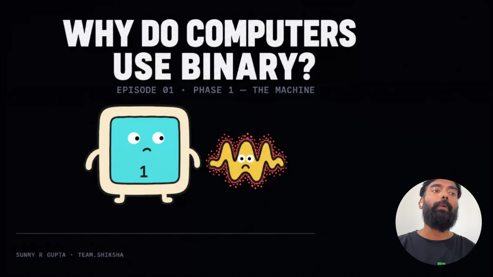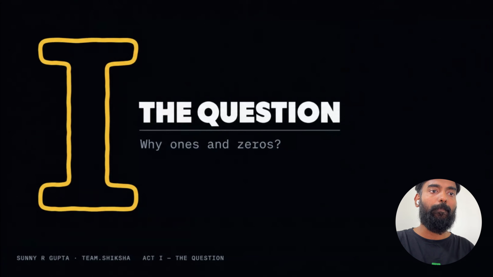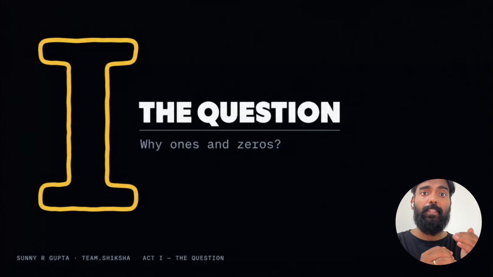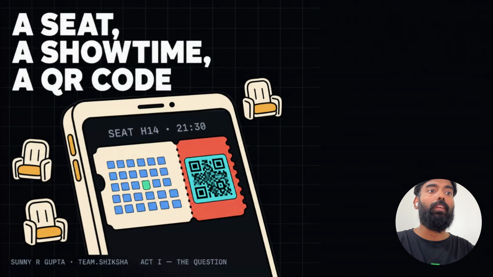Hey everyone, welcome back. This is episode 1, and the question we're looking at today is why do computers use binary? So let's break it down from first principles. The real question is why ones and zeros specifically, right?